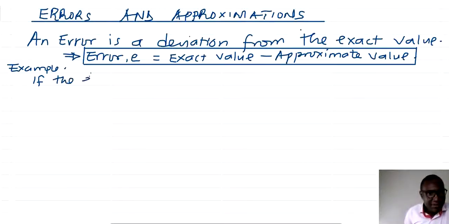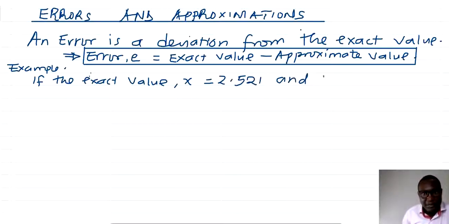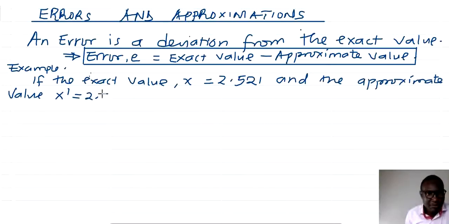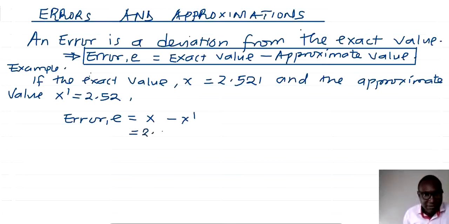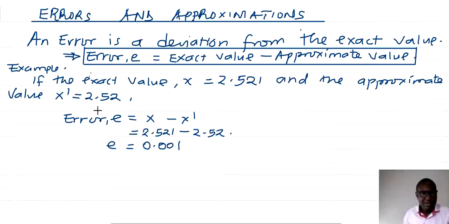If the exact value x is equal to 2.521 and the approximate value x prime is equal to 2.52, we are going to use this example in the illustration of the terms that are going to follow. Alright, so let us start with calculating the error itself here. Error e is equal to x minus x prime. So this is equal to 2.521 minus the approximate value, which is 2.52. So the error here is equal to 0.001.